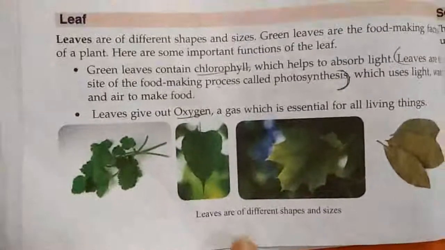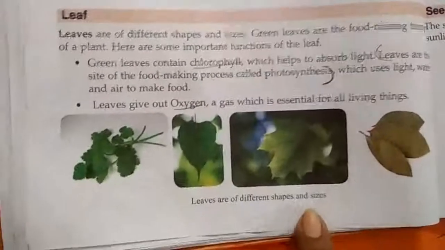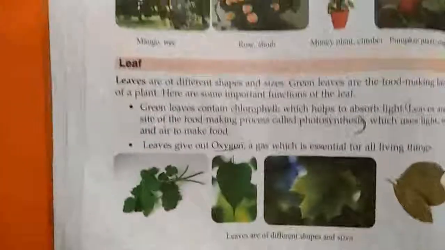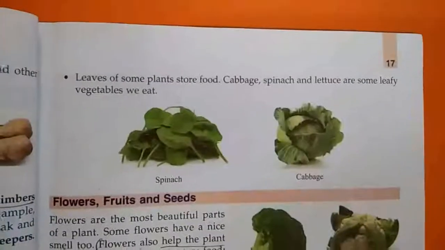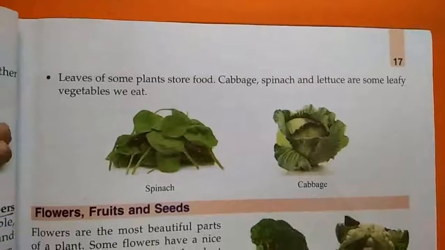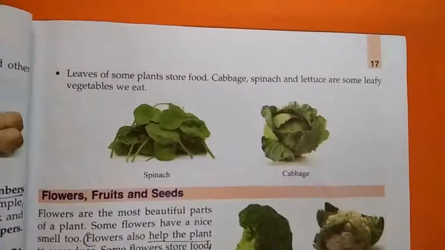Look at this picture, and I have also shown that the leaves are of different shapes and sizes, but the function is the same. It is the food making factory of a plant. Leaves of some plants store food. Cabbage, spinach and lettuce are some leafy vegetables we eat.